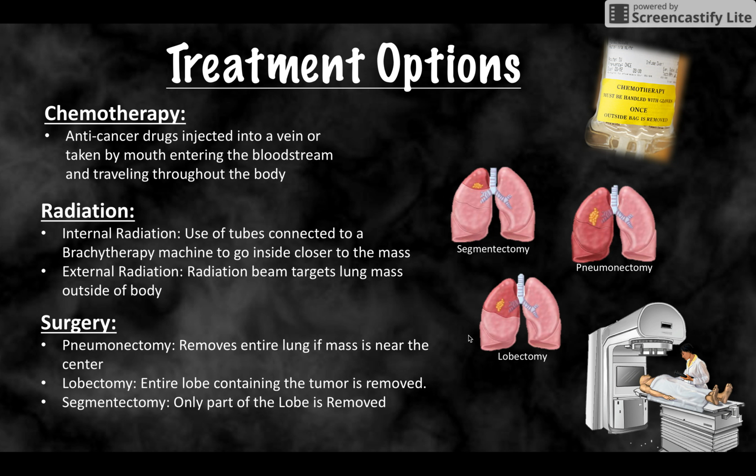Lastly, you have the option of surgery if the doctor feels it is necessary. There are three different types. The first is a pneumonectomy, which is strictly removing the entire lung. Then you have a lobectomy, which involves the removal of the entire lobe that is impacted by the mass. And lastly is a segmentectomy, or also known as a wedge resection, which is when only a part or the wedge of the lung lobe is removed.